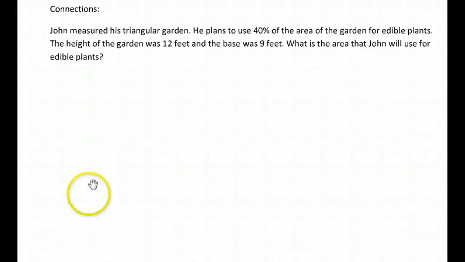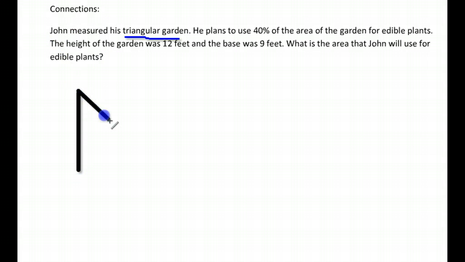All right, let's take a look at these connections questions. They're having us deal with percents. This is going to make you work with your geometry that you may or may not remember, but we'll take a look at this. So John measures his triangular garden. That's important. Let me go ahead and draw a triangle.